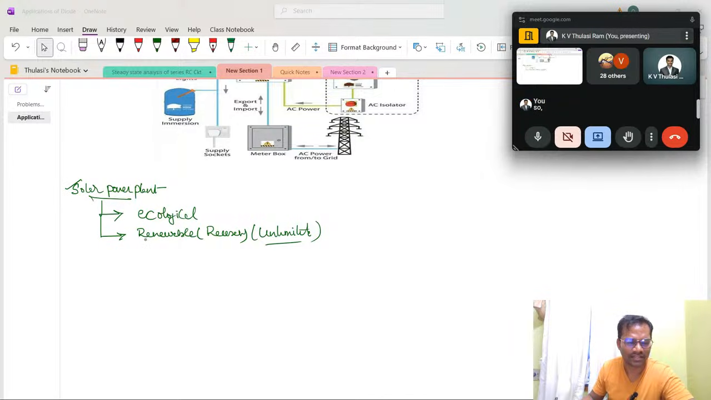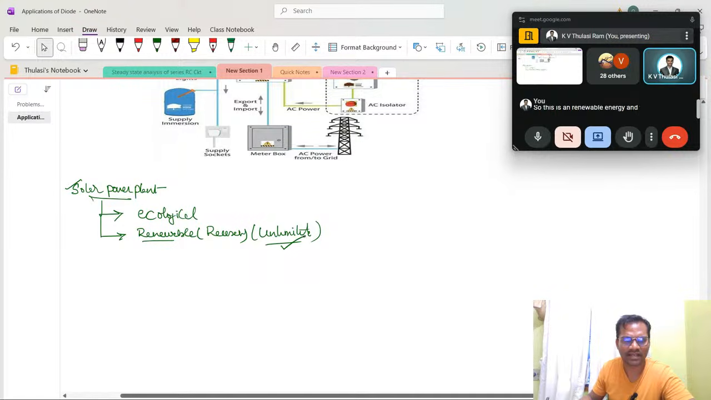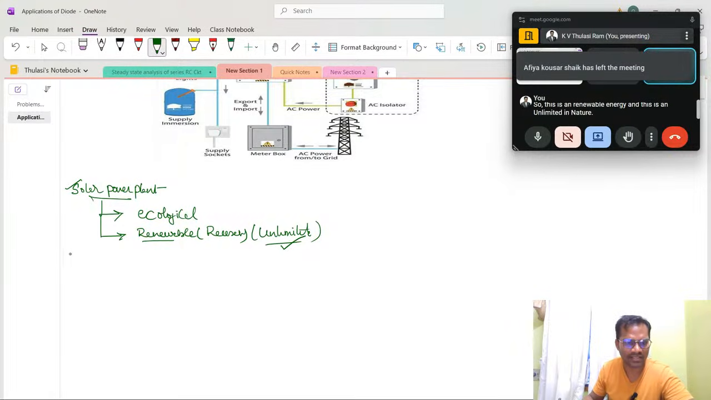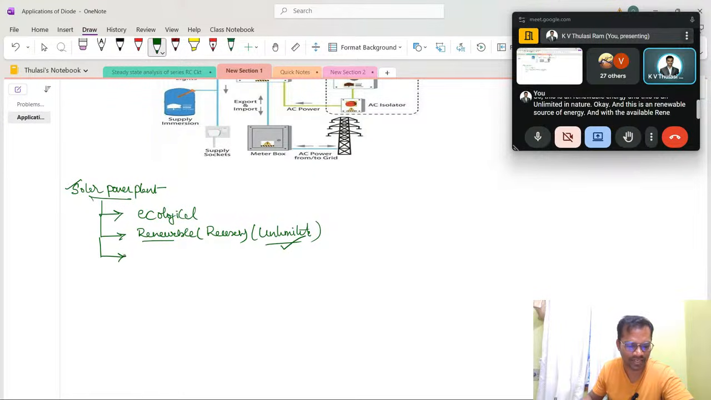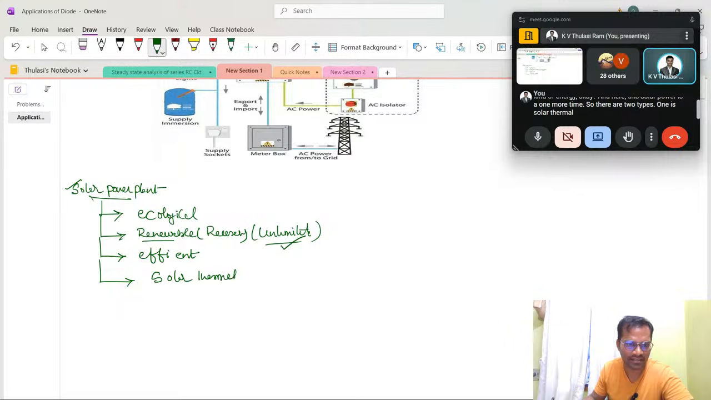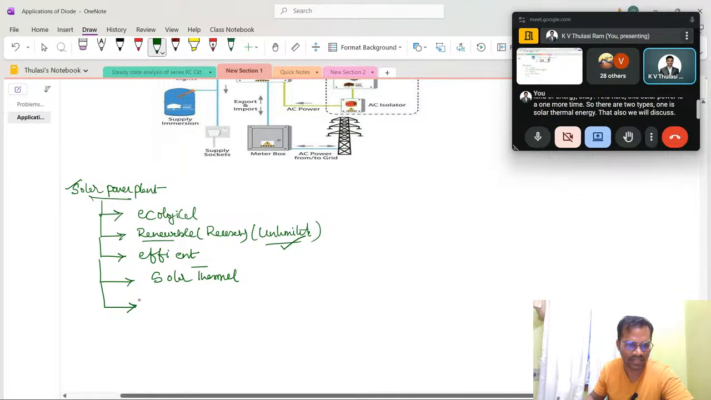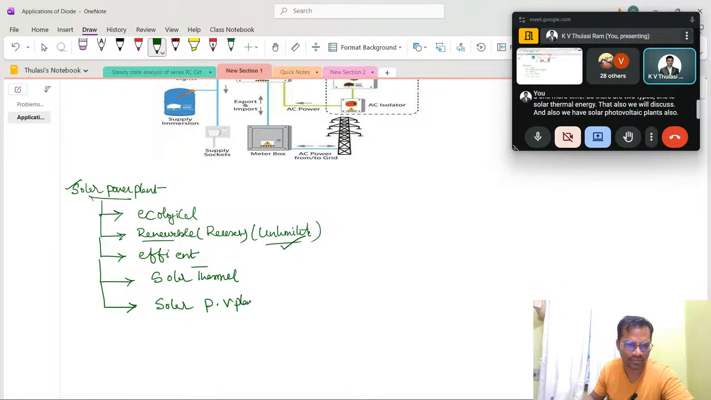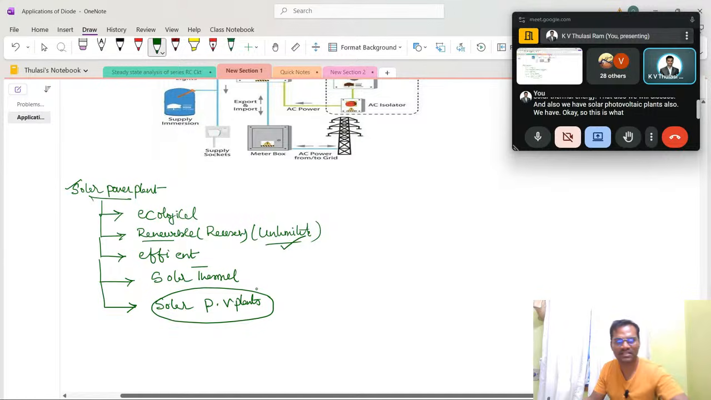So this is renewable energy, and it is unlimited in nature. With the available renewable sources of energy, solar energy is an efficient kind of energy. Here, solar power is of two types. One is solar thermal energy, which we will also discuss, and we also have solar photovoltaic plants. Today we are discussing solar photovoltaic plants.